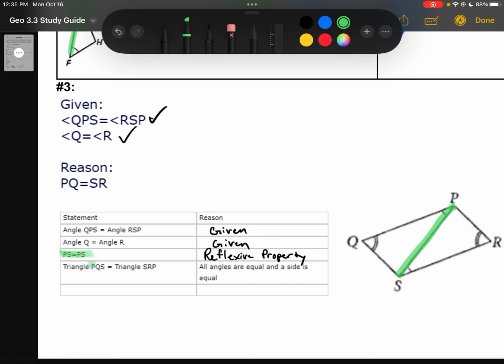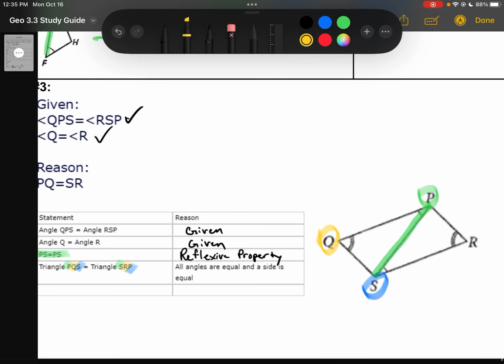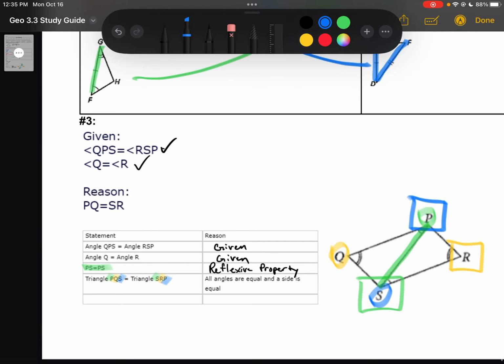So if we color code this, P, Q, and then S. So that's one triangle is from P to Q to S. And the second triangle, I'll do this with squares. So the R, I'll put the R in a square, put the S also in a square, and then we can put the P also in a square.